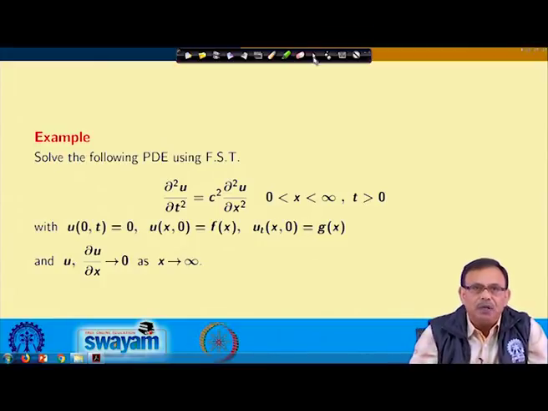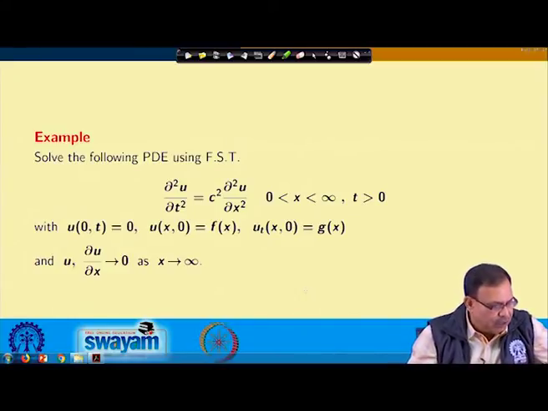You see this problem. Now, we want to take del 2 u del t square equals c square into del 2 u del x square, x lies between 0 to infinity, with u(0,t) = 0, u(x,0) here is f(x), and u_t(x,0) we are considering here as g(x), and u and del u del x are approaching 0 as x approaches infinity.